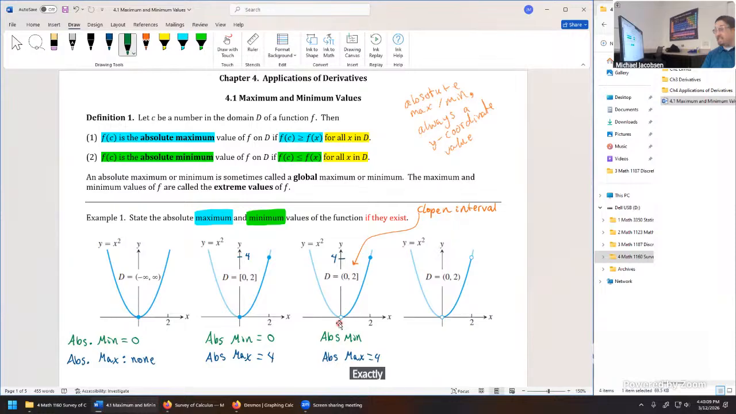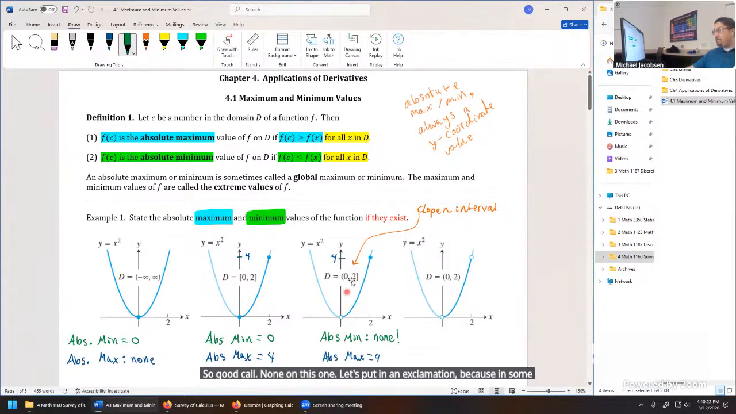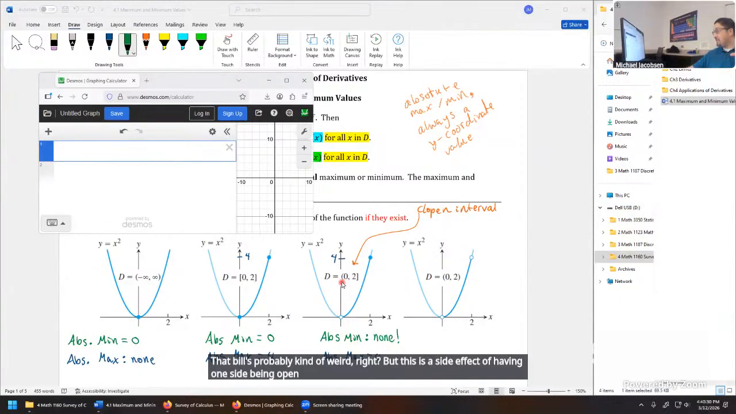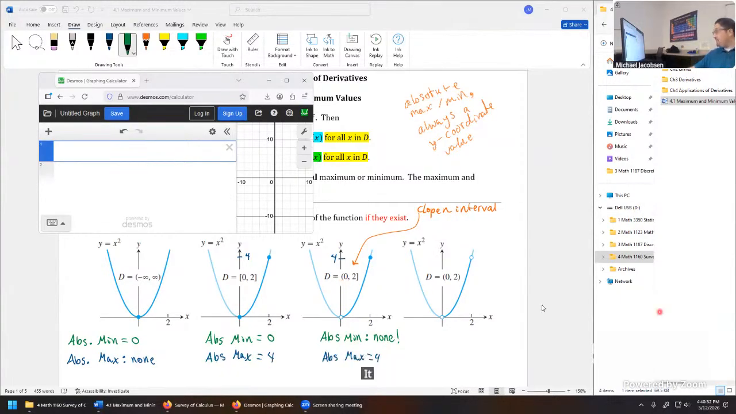Exactly. The absolute minimum is none. And that's really surprising in a certain sense. So good call, none on this one. Let's put in an exclamation because in some sense, that feels probably kind of weird, right? But this is a side effect of having one side being open with a parenthesis. It has some weird behavior.